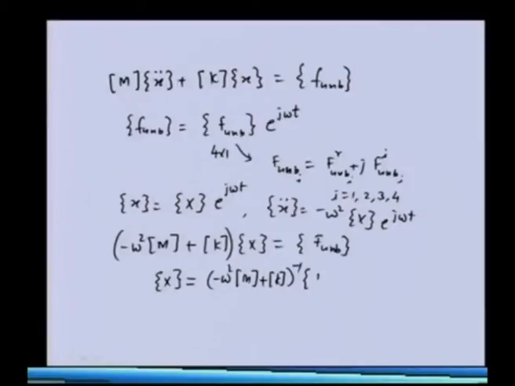Because now it is a 4 by 4 matrix, we need to do some kind of computer programming to do this inversion, and we can get the response. So the response will have 4 components corresponding to the displacements. There are 2 linear displacements and 2 angular displacements, and they will have this particular form.